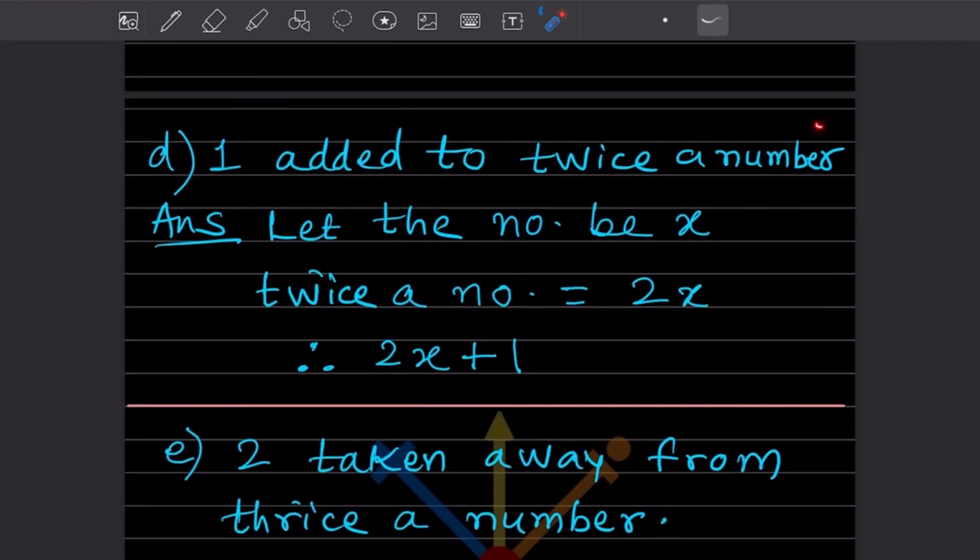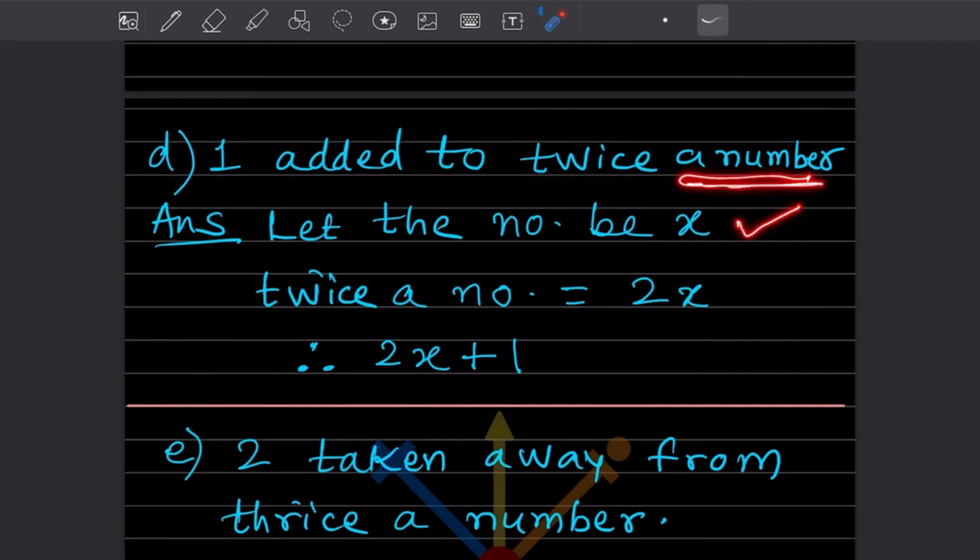Okay, now the next one, what does this say? 1 added to twice a number. So now what will we do? Twice a number, we will not directly jump to it. Also, I said increase the steps. So now look here. Directly, we are not going to write twice a number. First, I can split that up too.